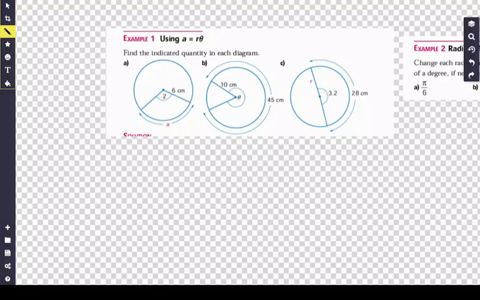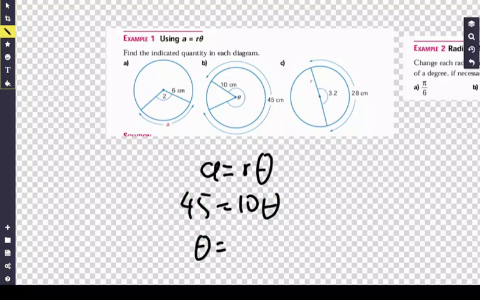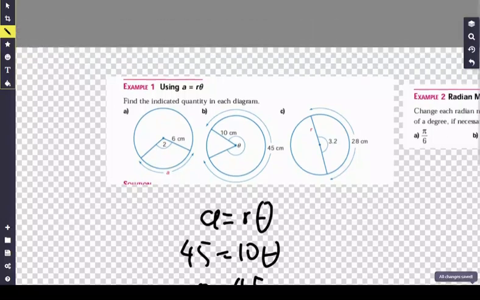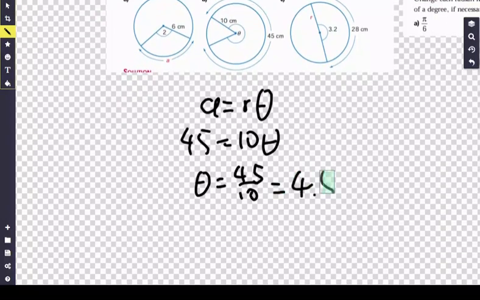So we're looking for the arc length in this case. A is equal to R times theta, so 2 times 6 is 12. No questions. And for B, we're trying to find theta. So A equals R times theta, so let's plug it in. Radius is 10. Arc length is 45. So theta is equal to 45 over 10, and you can simplify that. So theta equals 4.5 radians, right?